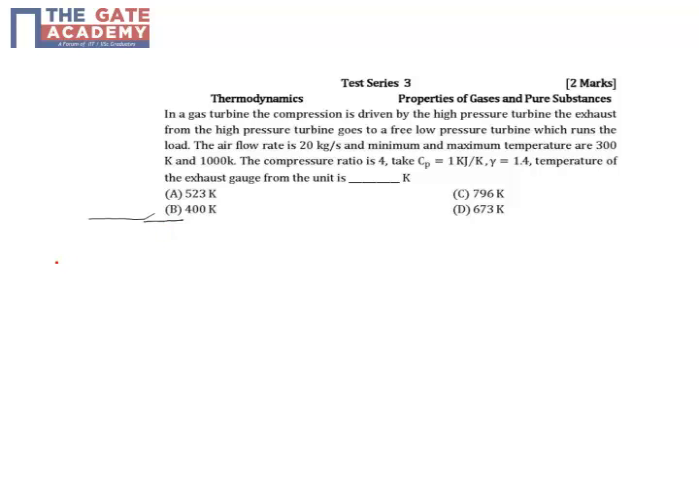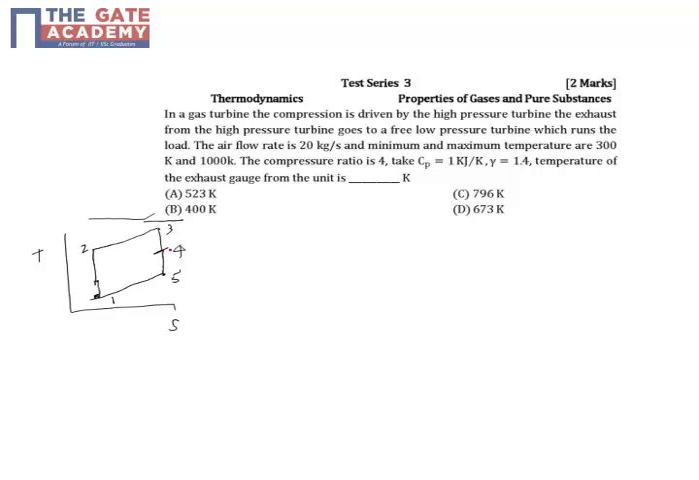Okay, so let's first draw the Brayton cycle in a TS diagram. So first you have a compression, and then the combustion in the boiler or the combustion chamber, and then you have the high pressure turbine, and then the low pressure turbine, and then back to compressor. Okay, so this is 1, this is 2, this is 3. 3 to 4 is high pressure turbine, 4 to 5 is low pressure turbine.